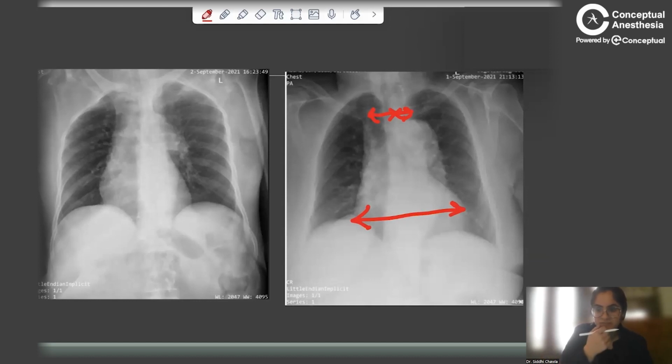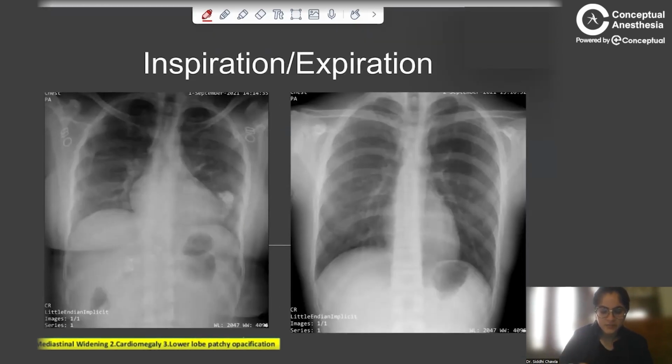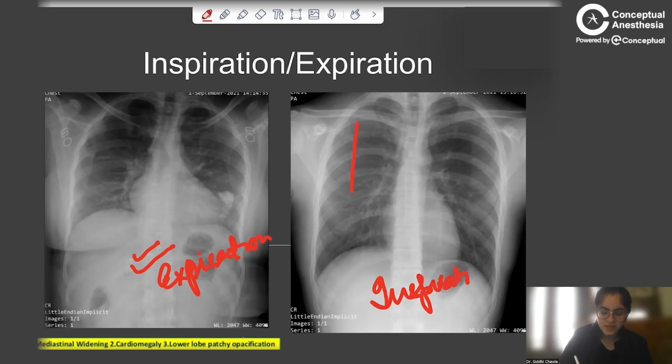This can also be seen when the patient has not taken adequate inspiration, right? So you can see that the ideal number of ribs that we come across is that the posterior 7 ribs should be seen. If they are less than 7, then it might be an inadequate inspiration effect, right? Again, we come across similar findings. What we see in this patient is that this is the chest X-ray when the patient is in expiration, and this is the chest X-ray when the patient has properly done inspiration. So we can see that the lung fields are better seen when the patient has taken a proper inspiration.